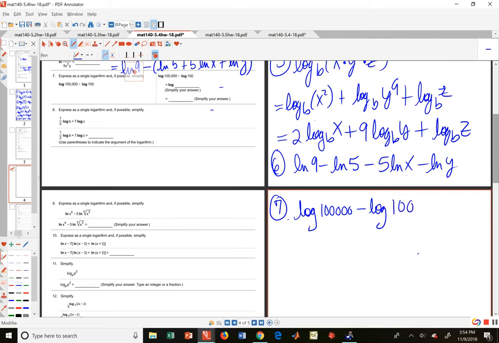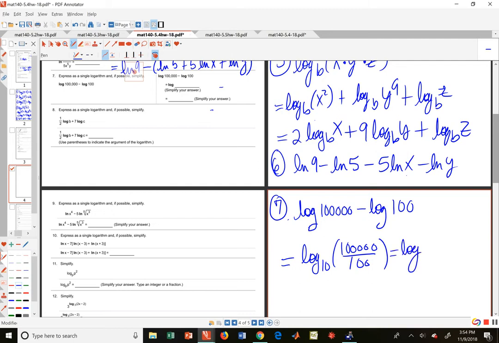Just do a quick example here, number 7. So the log of 100,000 minus the log of 100. These are both the base 10 common logarithms. And so what the log rule is that the difference of two logarithms is actually the quotient. I'll put the base there just so you are aware of it. It's the quotient of the two logs. Now, not of the logs individually, but the arguments of the log. Which really makes this problem really easy.